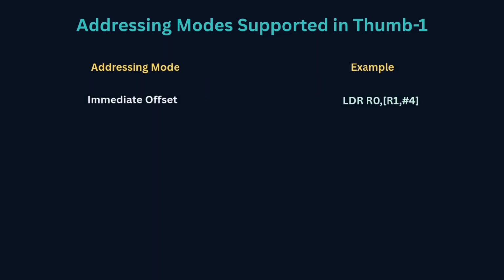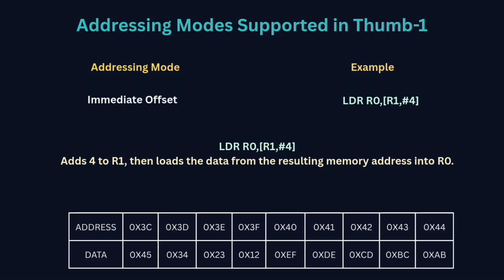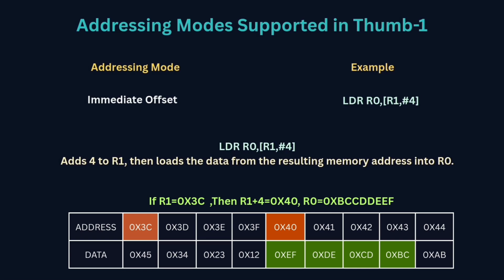Next, we have immediate offset. For example, LDR R0, [R1, #4]. In this addressing mode, Thumb-1 first adds the immediate offset to the base register. Here, the effective address becomes R1 plus 4. The processor then reads the data stored at that new address and loads it into R0.